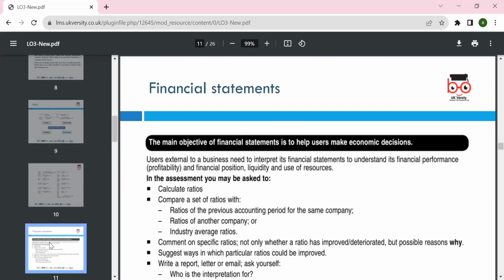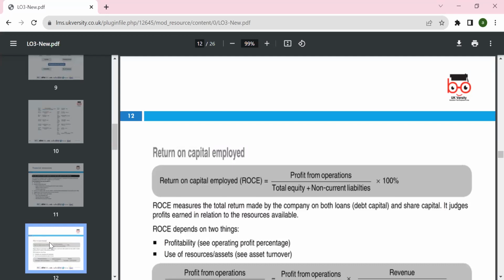Okay, so the main objective of the financial statement is to help users make economic decisions. That's key. We can look at internal and external users, different calculations, and we can comment on these ratios, which we'll look at in the following. You've been given all the formulas we'll use, and a little interpretation. Like I mentioned earlier, ROC stands for return on capital employed. That's the total return made by the company on both the loan debt and the shares, and it judges the profit earned in relation to the sources available.